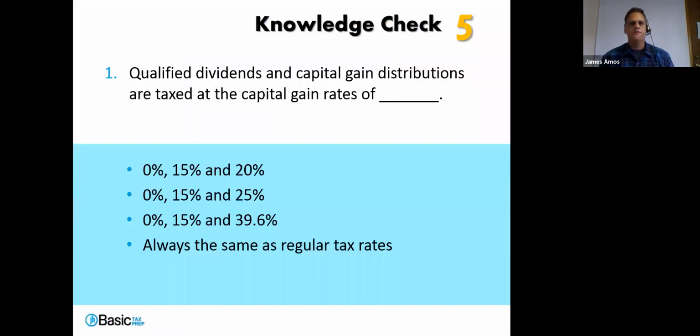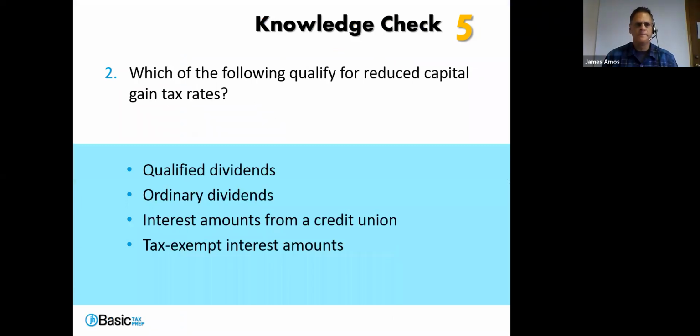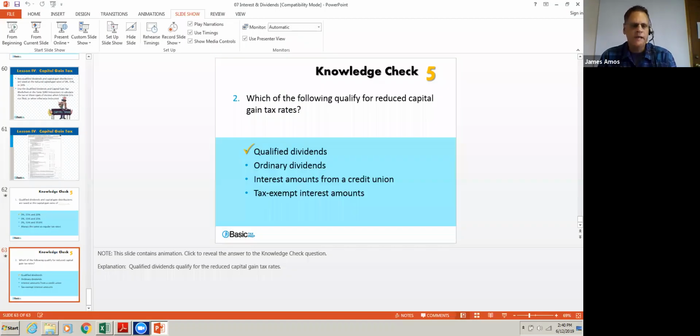So qualified dividends and capital gain distributions are taxed at the capital gain rates of, which rates are the correct ones? A. That's right, A, 0, 15, and 20%. Which of the following qualify for reduced capital gain tax rates? Qualified dividends. Yep, you're right. That's right, Garrett. Qualified dividends are. And guys, that's it. So we got through that.